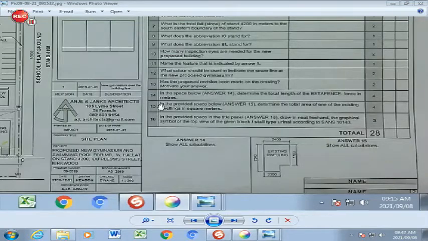Question 15. In the space provided below, determine the total area of the existing dwelling in meters. Here we have the existing dwelling, and we need to find the total floor area of that. If you examine very closely what I'm going to do, I'm going to break this up into 2 rectangles, a big rectangle and a small one, and I'm going to work out both of them separately, and add them at the end to give me my total floor area.